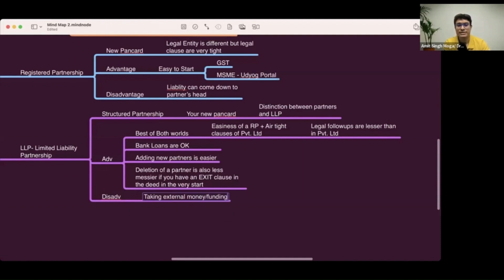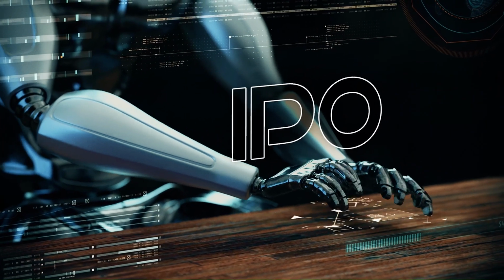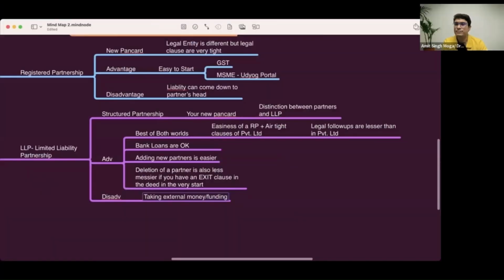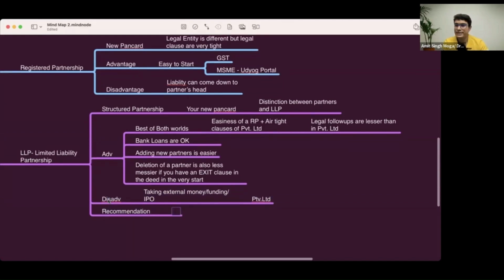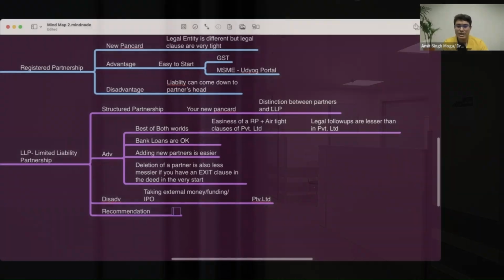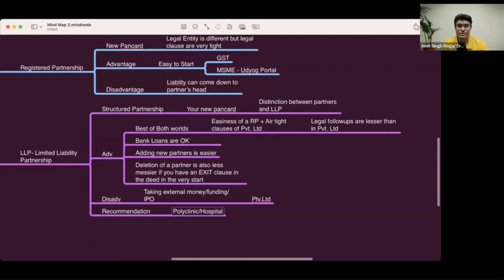If you are a tech-based startup and you are planning for an IPO 5 years down the line, then it becomes a problem. But people do not go for funding or IPOs in an LLP. They have to convert into a private limited. The recommendation is that any new people who are having a polyclinic or a small or big hospital, any kind of partnership, should go for LLP.